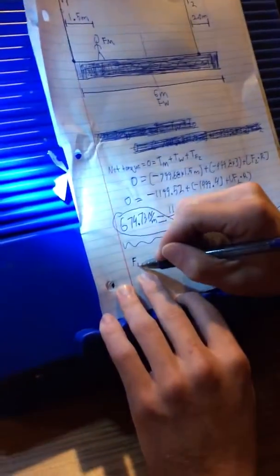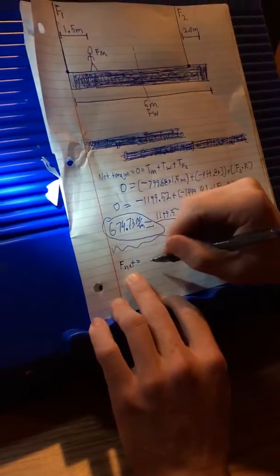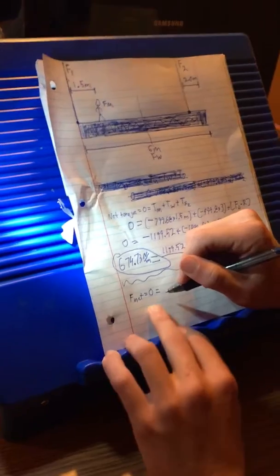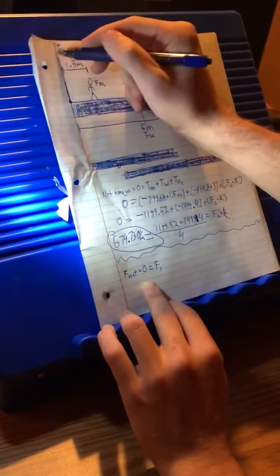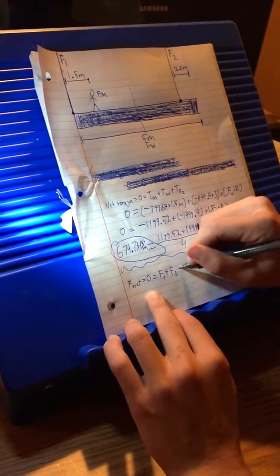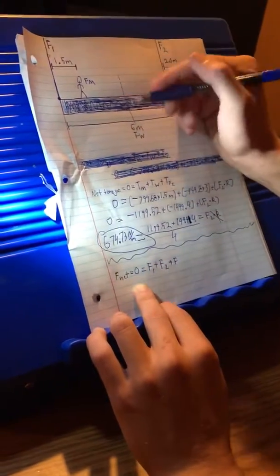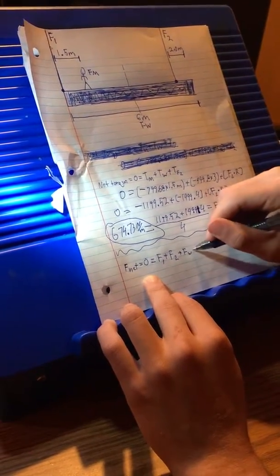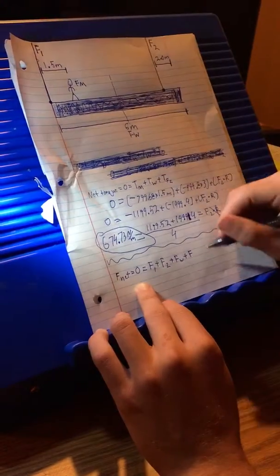We know that torque and force both have to equal 0, so F net has to equal 0, and that's going to be the force of 1, which is right there, plus the force of 2 right there, plus the weight of the balance beam, plus the force of the man. Since the forces on the man and the beam go down, we're going to make those negative, and the forces going up, supporting it on F1 and F2 and the ropes, we're going to make those positive.